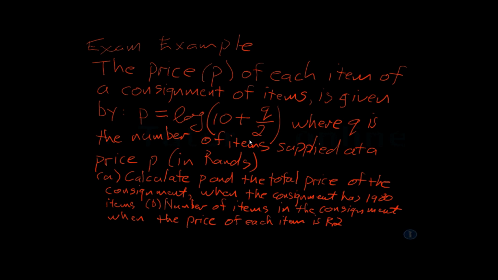What the examiner said is the price P of each item of a consignment of items is given by P is equal to the log of 10 plus Q over 2, where Q is the number of items supplied at a price P in rands. Then the examiner asked us to calculate P and the total price of the consignment when the consignment has 1980 items. And in the second part of the exam paper, he asked us for the number of items in the consignment when the price of each item is 2 rand.